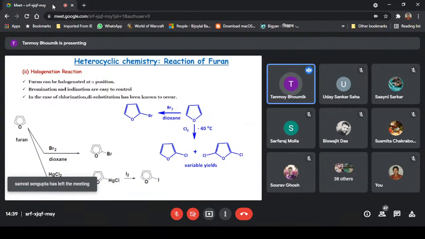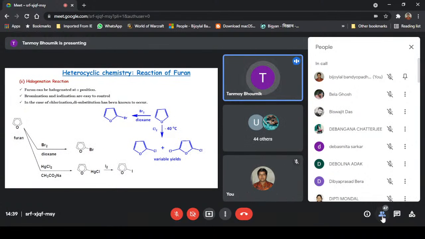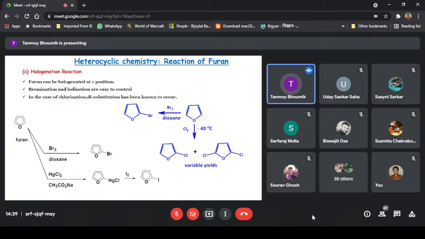Halogenation reaction. Furan can be halogenated at the alpha position. I already mentioned that for the electrophilic substitution reaction, the substitution always occurs at the alpha positions, and this furan can be alpha substituted whenever you use the appropriate reagent. Furan can also give different kinds of substituted products. First the furan is transformed into a mercury chloride complex, a mercurous chloride furan complex, and this can be oxidized in the presence of iodine, and this gives the iodofuran.